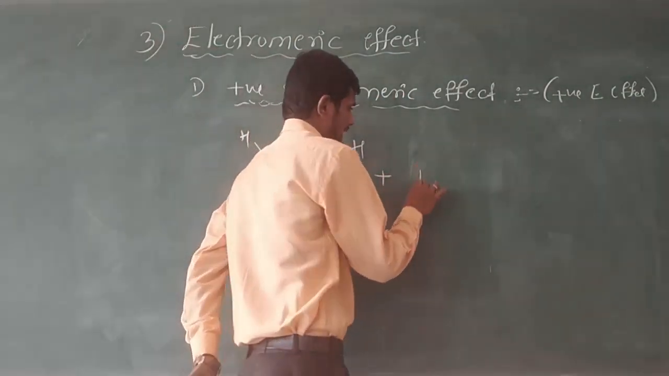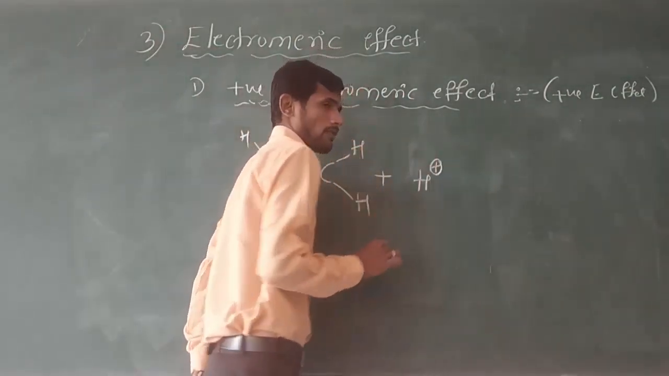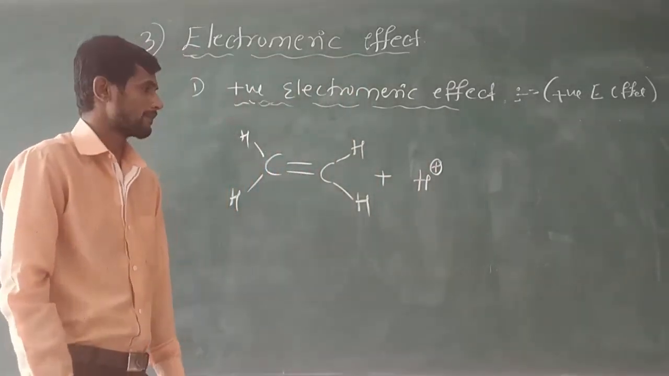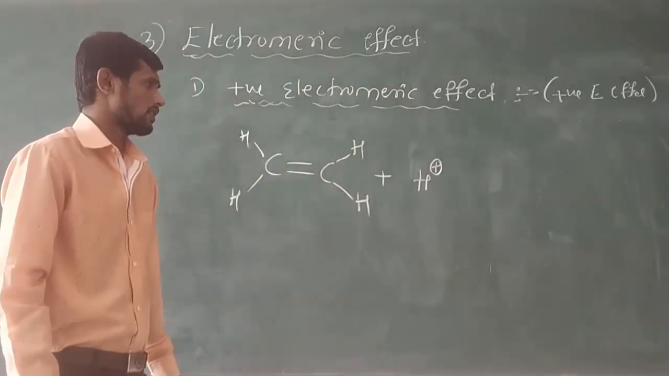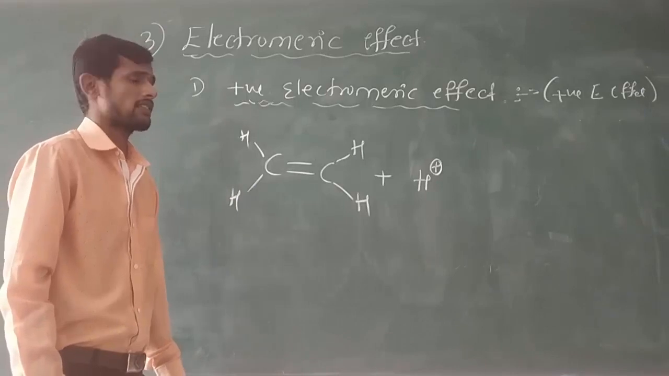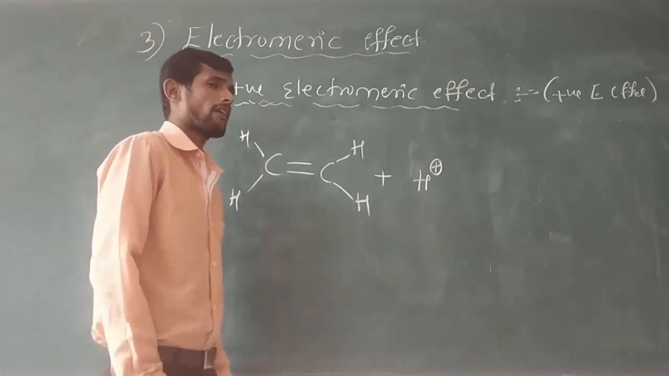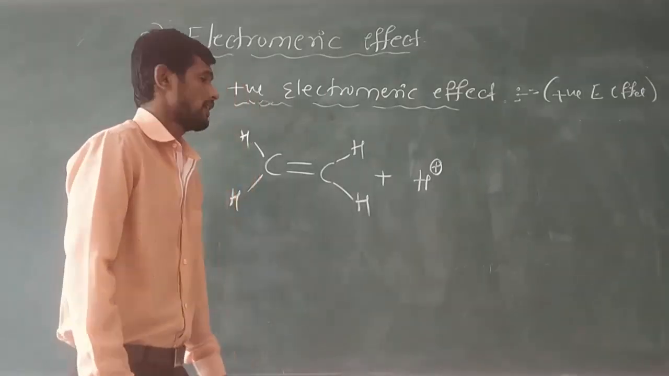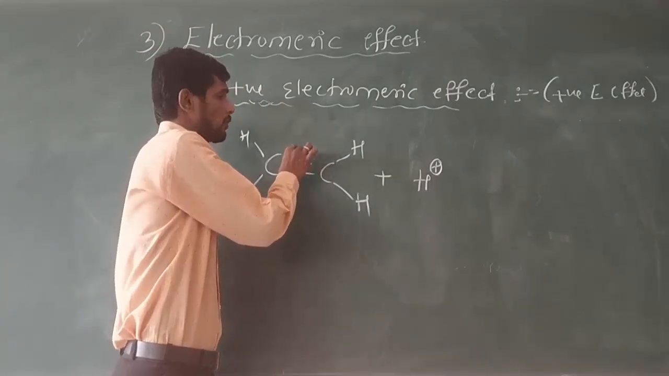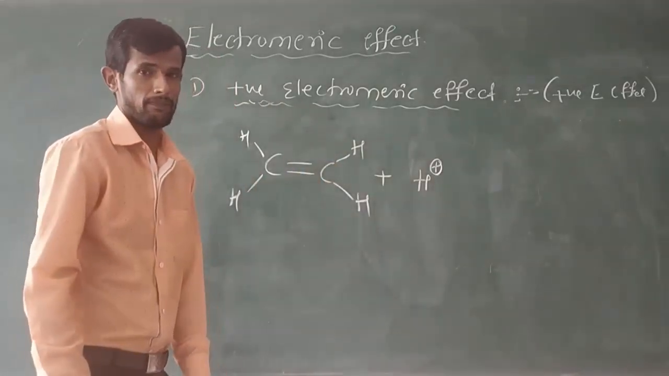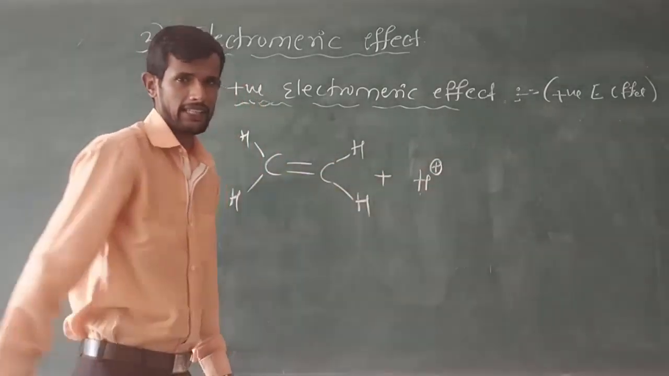If I take the attacking reagent H plus, one of the electrophiles, what happens? We know electromeric effect means the transfer of pi electrons of a double bond to one of the bonded atoms in the presence of an attacking reagent.